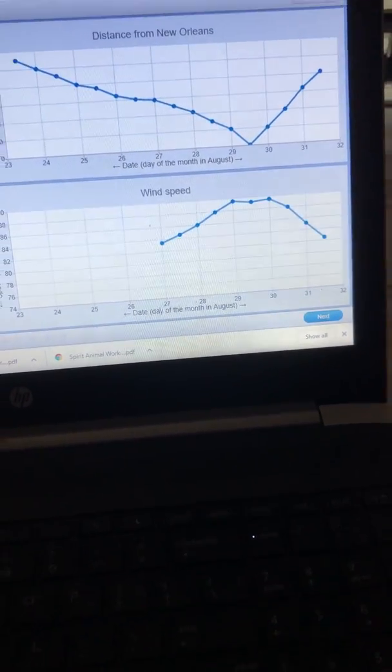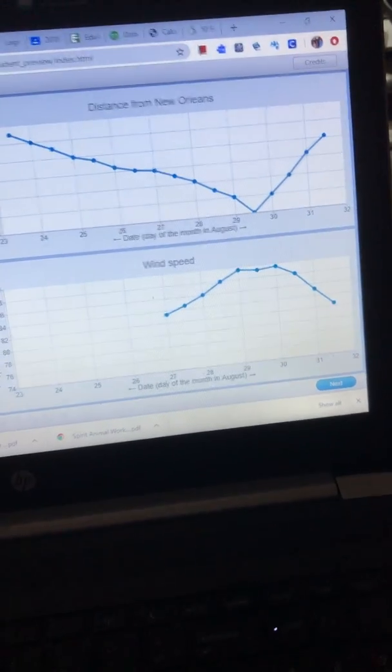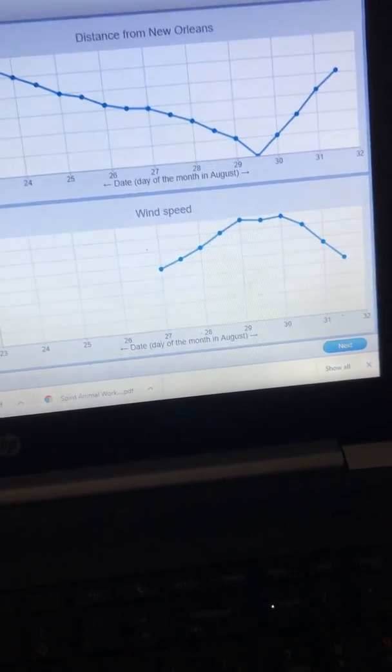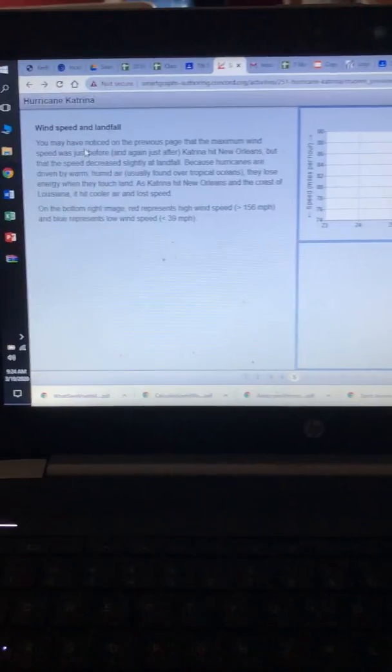Now, what I would also say, comparing these two graphs, is that obviously, the closer it gets, the higher the wind speed. That's just a general observation. Okay, so let's go to next, because you can't check your answer. So click next. Wind speed and landfall. Oh, here it is.